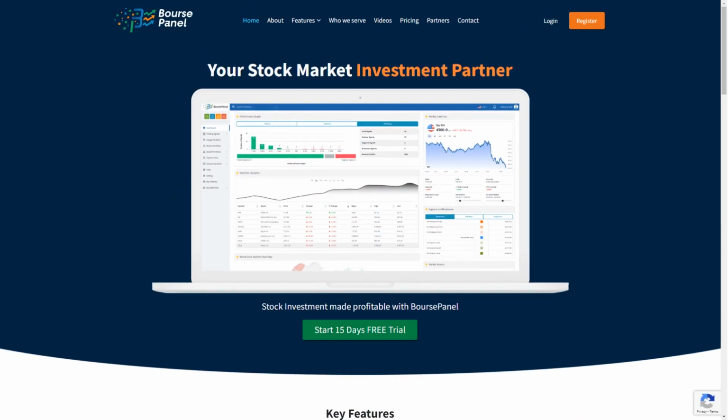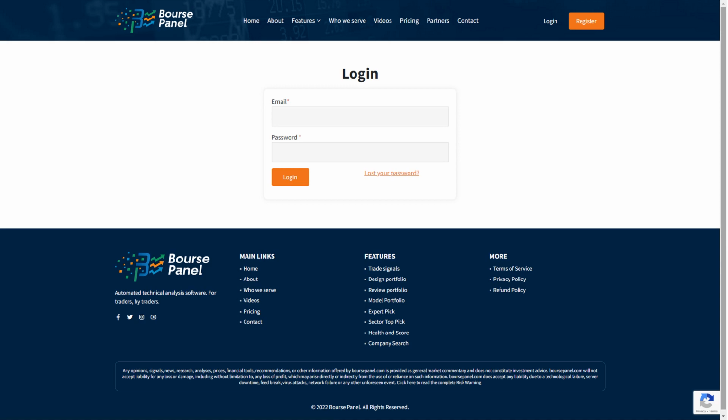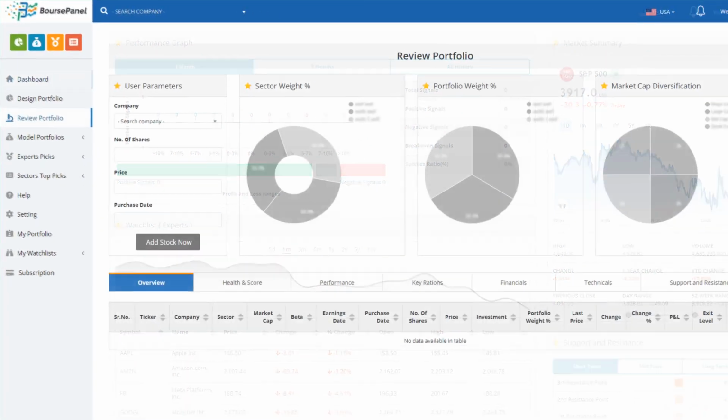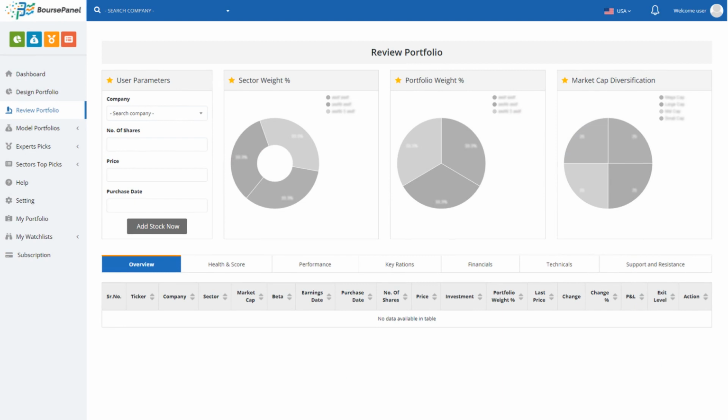In this video, I'm going to walk you through the Bourse Panel's Review Portfolio feature. Once you log into the platform, you can access this feature from the left toolbar. The Review Portfolio feature is extremely handy and has never been introduced before.